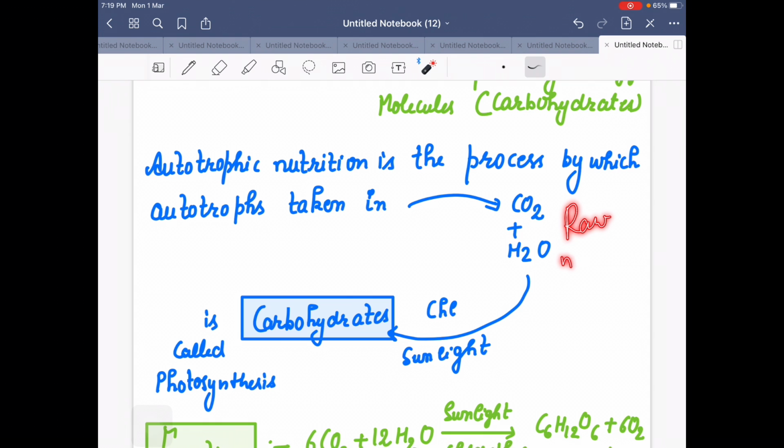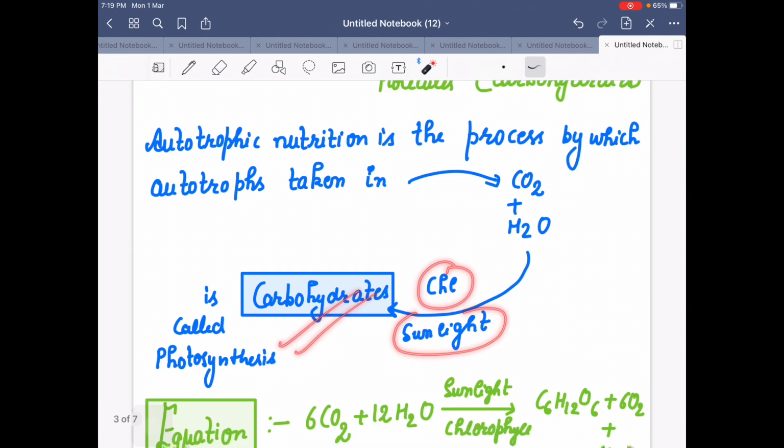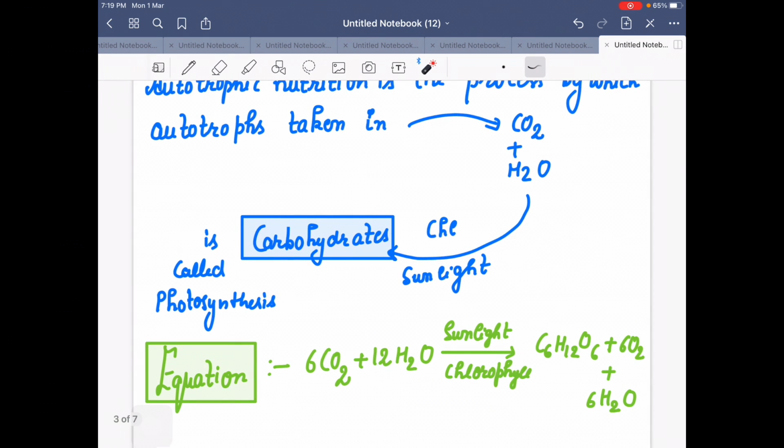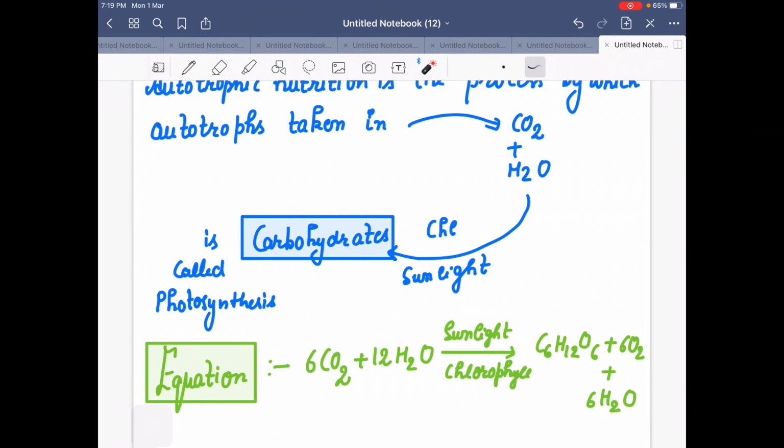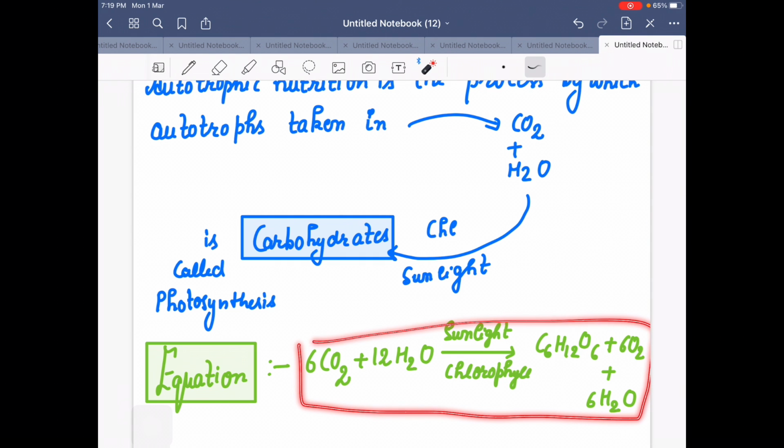These are the raw materials, meaning without them the work will not happen at all. In the presence of chlorophyll and sunlight, they give us glucose. So this is the equation which I was talking about, which you have to write in the correct form. What do students do? Water is somewhere, CO2 is somewhere, balancing is somewhere. Students cannot just mug it up, right?